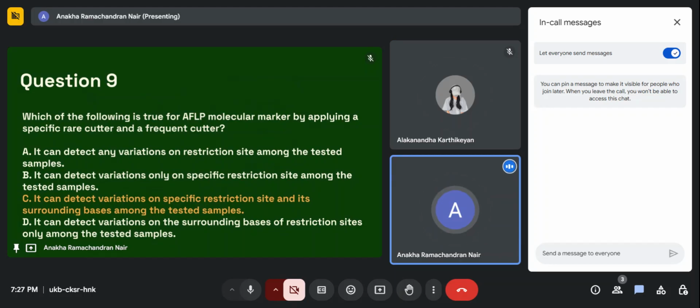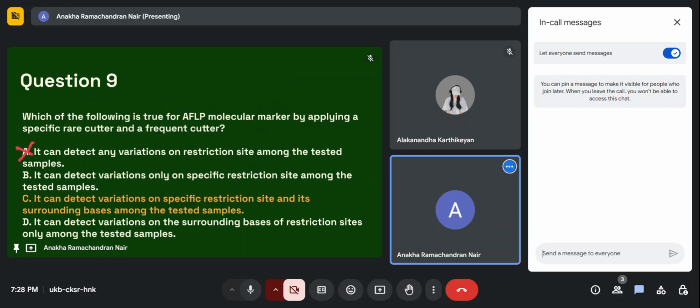So what option A is saying is it can detect any variation on restriction site among the tested sample. So that is not true, right? It depends on the specific restriction site that you're using. So if you're using EcoRI, you can only detect variations in that, right? Unless you're using a restriction enzyme that is cutting at that restriction site, you cannot detect variations on any restriction site, right? So A is not the correct answer.